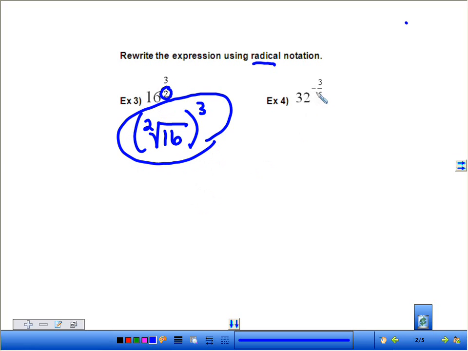This one has a negative. We don't ever want to leave a negative in the exponent. So the first thing we're going to do is put it all over a 1 and change the negative to a positive. So let's see what we have. We have 1 over, remember the 5 is our root, the fifth root of 32 to the power of 3. Power goes on the outside.